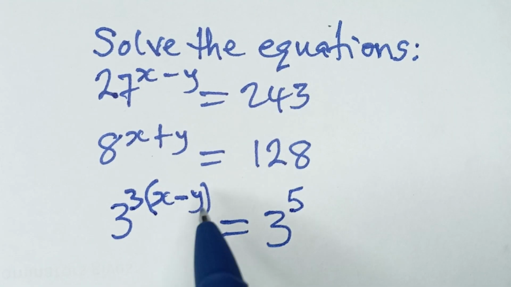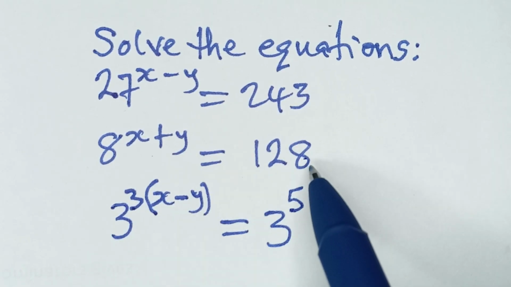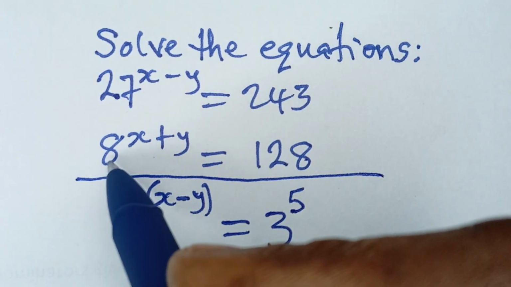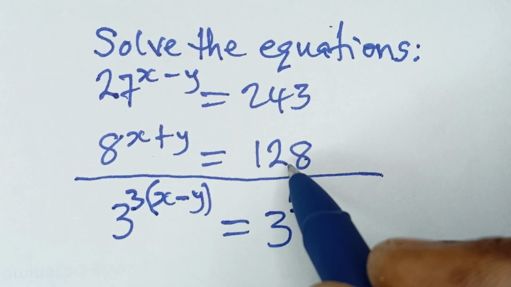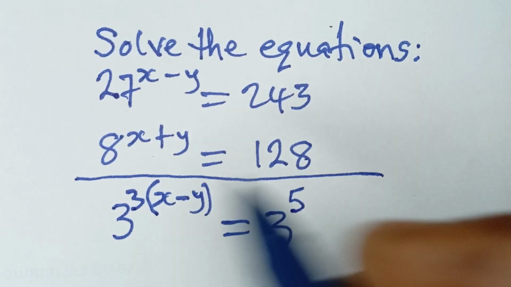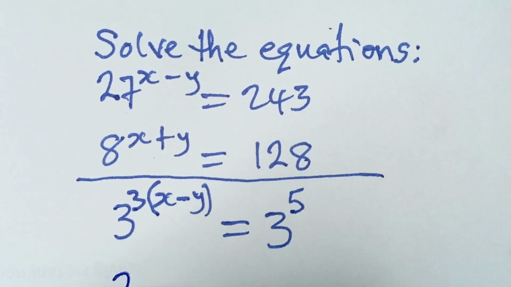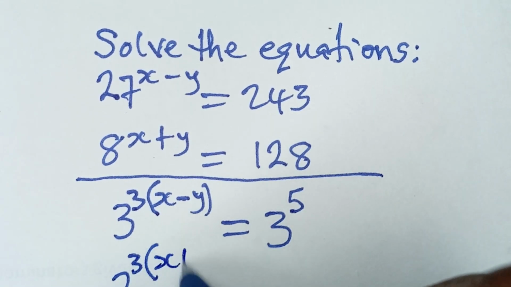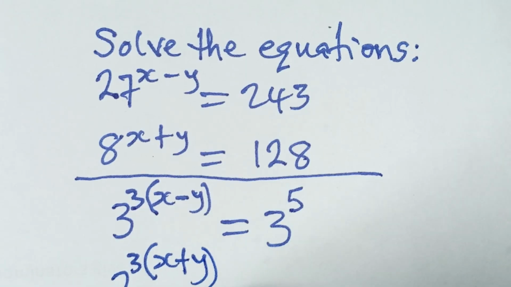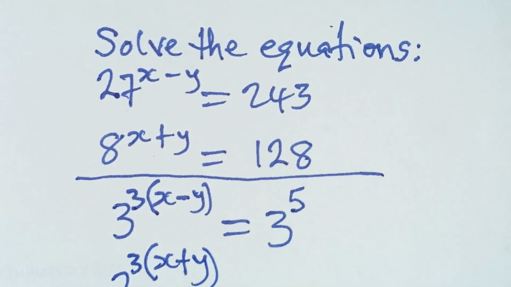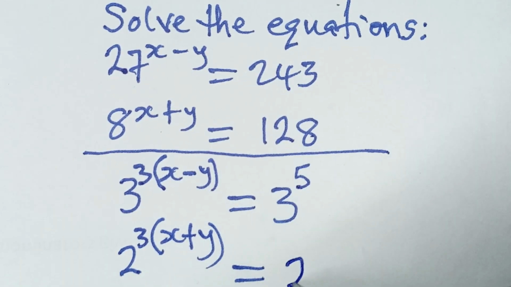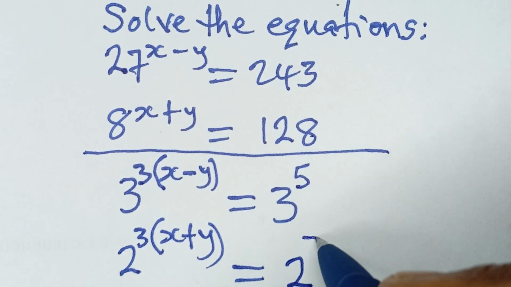And then in the same way, if I express this other one in a similar base, the 8 and 128, this 8 can take base 2. And then this 128 can also take base 2. So 8 can be written as 2 raised to power 3 and then all raised to x plus y, and that will be equal to 128 expressed as 2 raised to the power of 7.